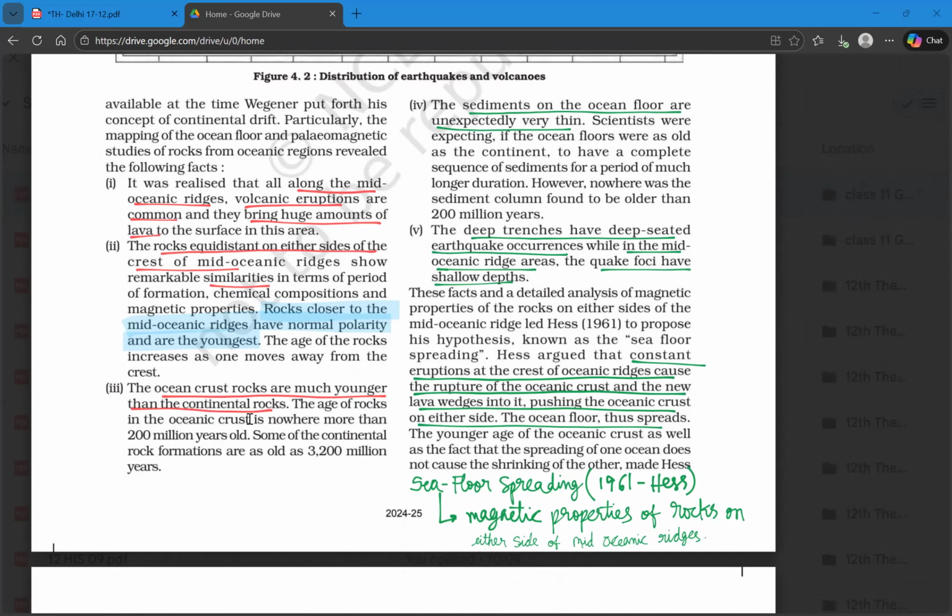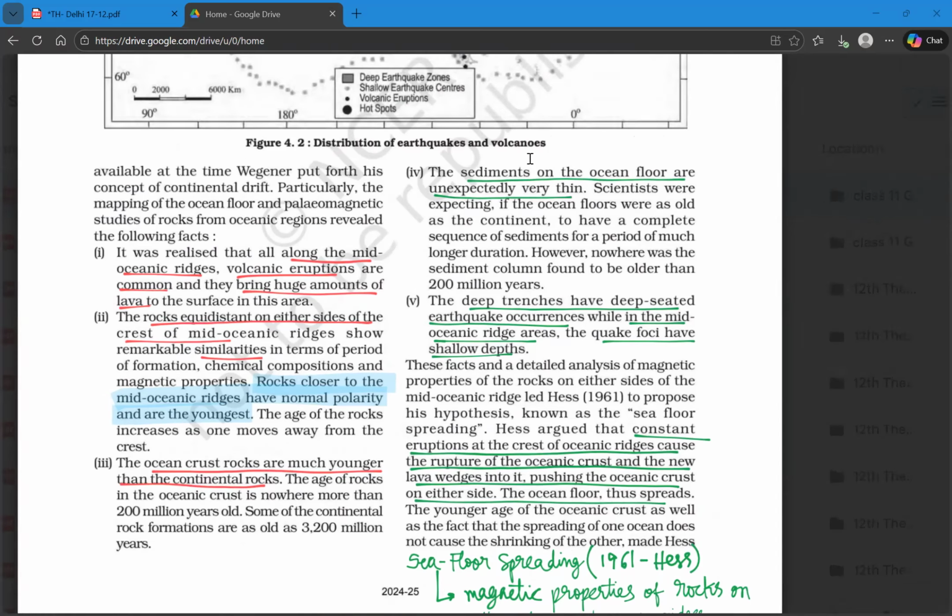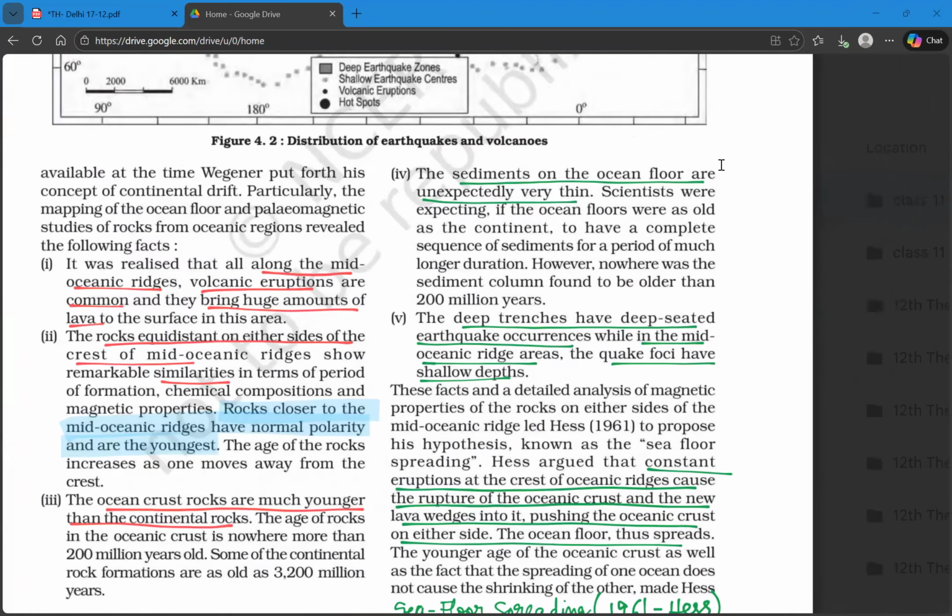Then the fourth one is that the sediments on the ocean floor are unexpectedly very thin. Scientists were expecting, if the ocean floors were as old as the continents, to have a complete sequence of sediments for a period of much longer duration. But nowhere was the sediment column found to be older than 200 million years. So the sediments on the ocean floor are extremely thin.